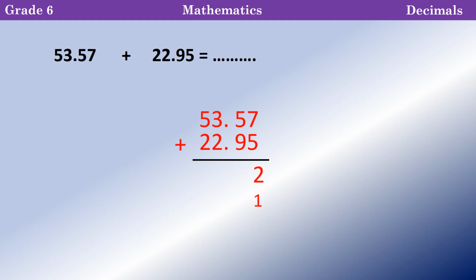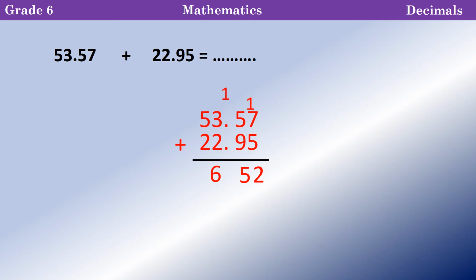1 remaining. We bring that 1 to the first decimal place, and when the first decimal place digits are added, it is 1 plus 5 is 6, 6 plus 9 is 15. We put 5 and 1 is remaining. When that 1 goes to the ones place, we add ones place numbers. 1 plus 3 is 4, 4 plus 2 is 6. We put 6 there, no remainder.